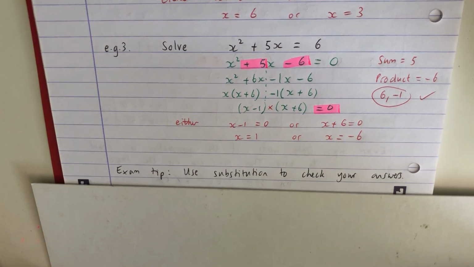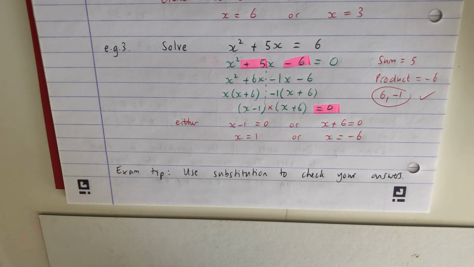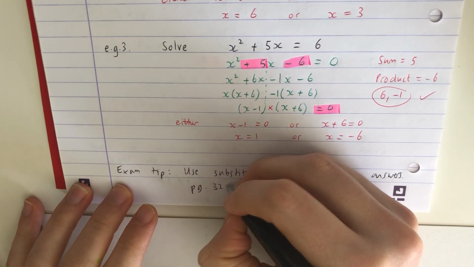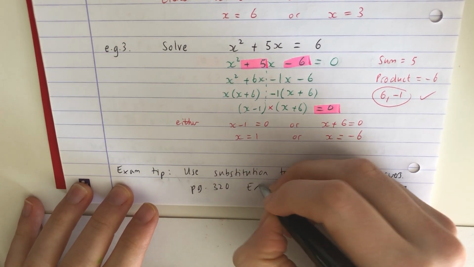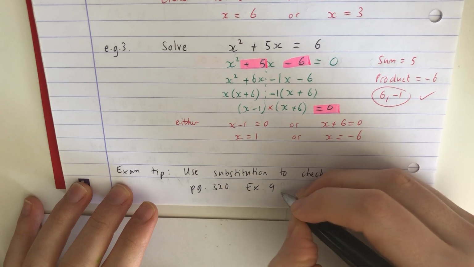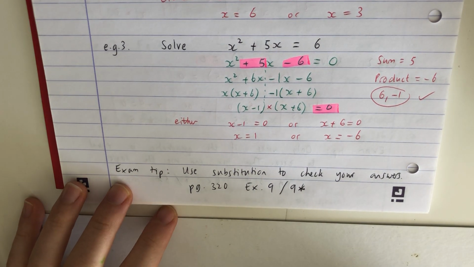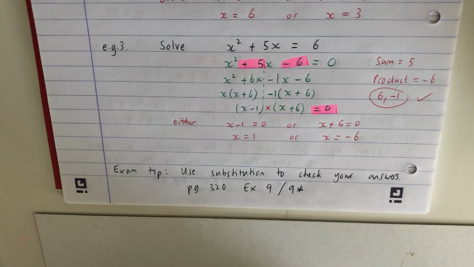Now the questions I'd like you to try from today, they're all located on page 320, exercise 9 and 9 star. You're going to do both today. You're going to check your answers with the ones in the back of the book. You're going to mark the ones you got right. You're going to try and correct the ones you've got wrong. And you are going to upload those to Class Notebook.